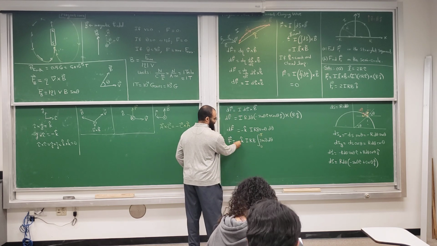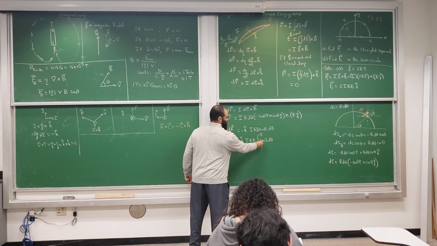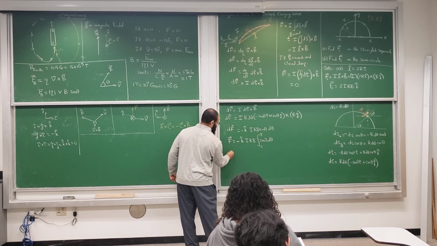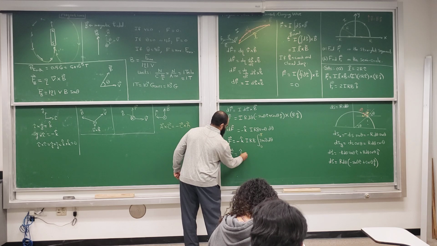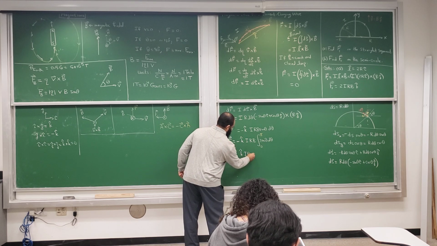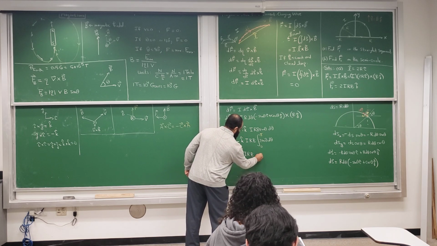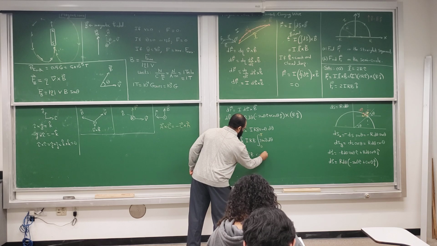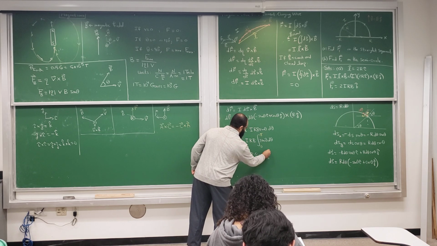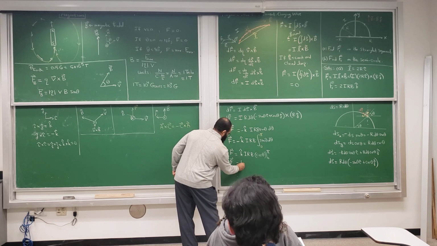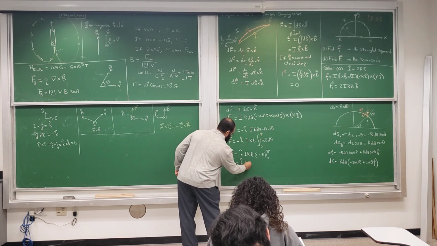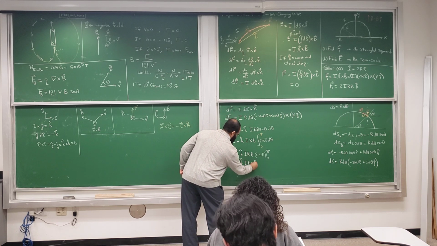What's the integral of minus sine? Cosine. So we get k hat, I, R, B, and then cosine of theta, evaluated between 0 and pi, giving k hat, I, R, B.